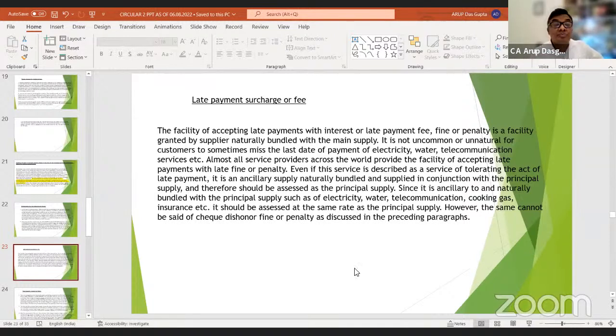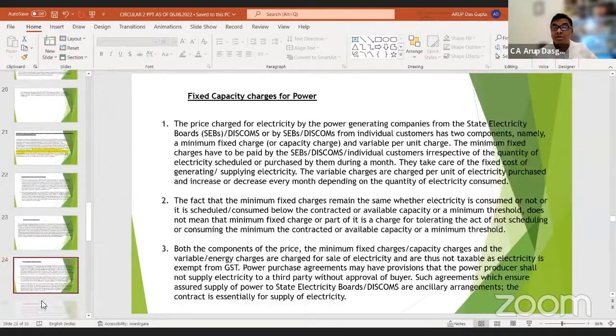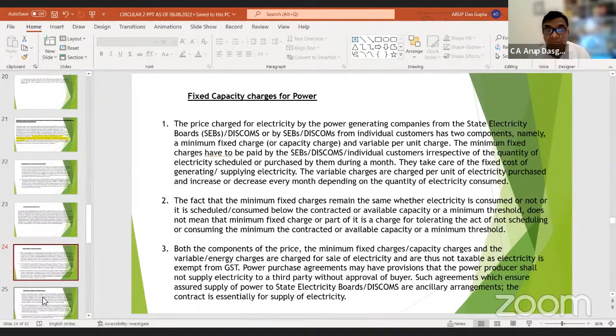Okay, so this is not a consideration. This is not a compensation for tolerating the particular act. This is not a deterrent. This is something that they're getting just because there is a delay in the payment.